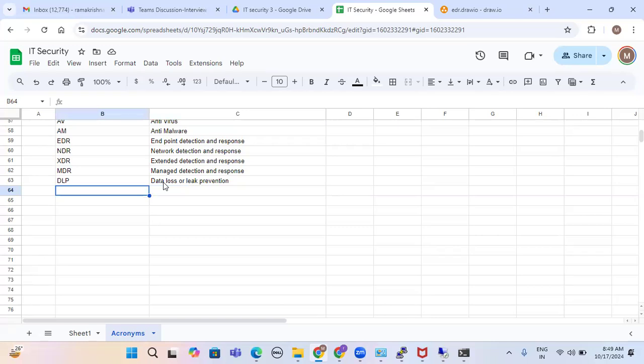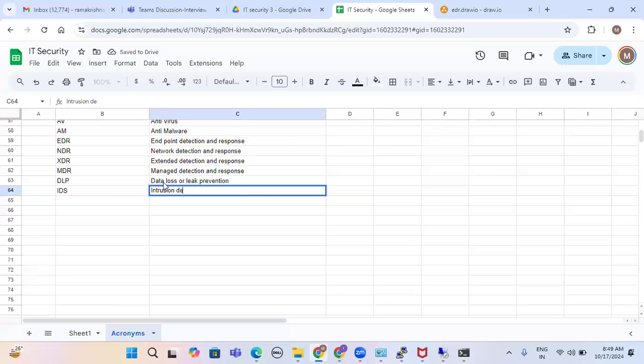So next one is IDS. IDS full form is intrusion detection system. First of all, what is meant by intrusion? Intrusion is nothing but any malicious activity or any abnormal activity or any illegal activity or any suspicious activity.